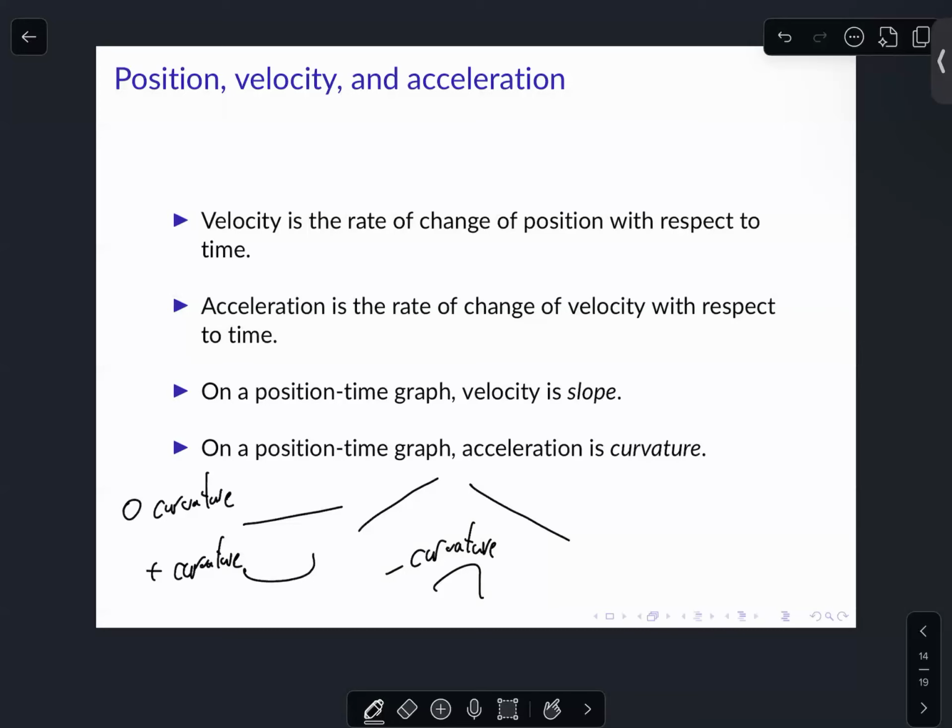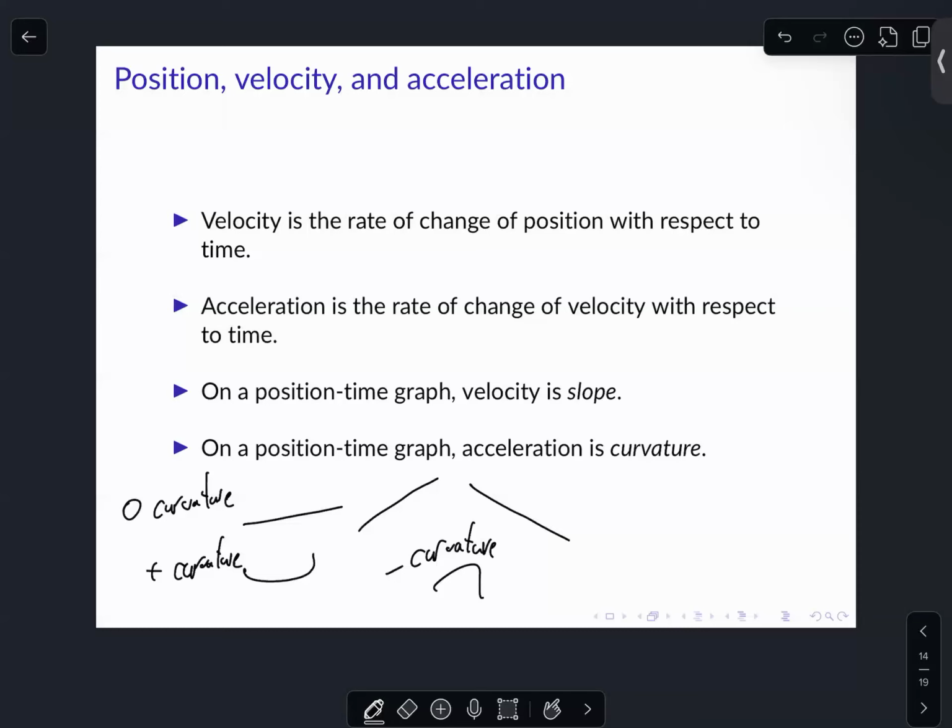Where we see curvature is if the slope is changing to be less negative, more positive. That's positive acceleration. We are decreasing my negative. We are increasing my positive. That is positive acceleration. Or if I have a positive slope which is tapering off, or an increasing negative slope, that's a negative curvature. Think about it. If I'm moving in the positive direction, slowing down, stopping, turning around, speeding up in the negative direction, isn't that a negative acceleration?